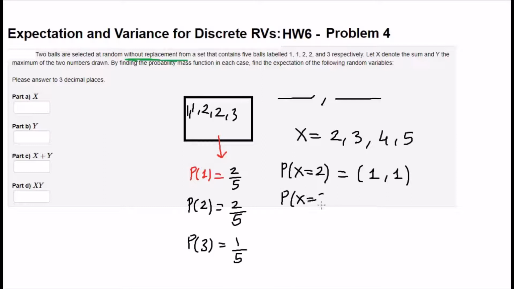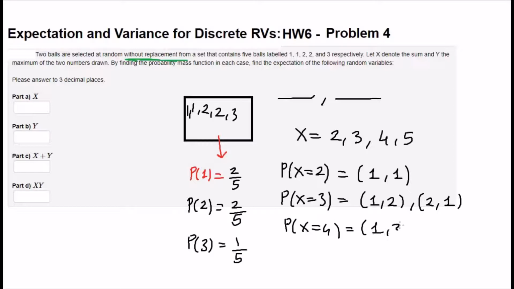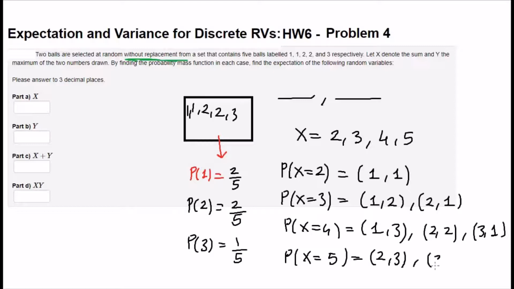Probability that x is equal to 3 is picking 1 first, then 2, or 2 first, then 1. Probability that x is equal to 4 is we first pick 1 and then 3, or we pick 2 and 2, or we pick 3 and 1. And probability that x is equal to 5 is that we first pick 2, then 3, or 3 and 2. Now let's see the probabilities of each x here.